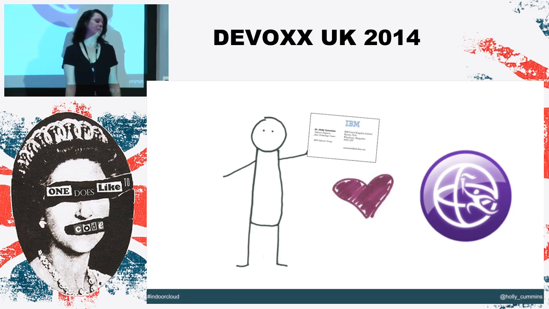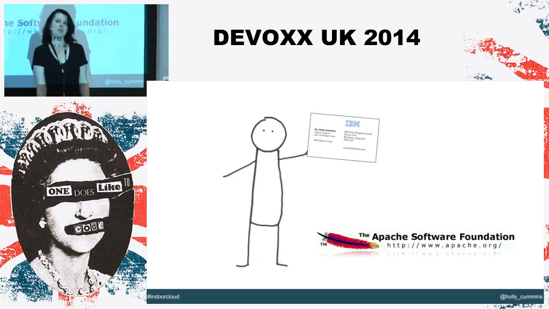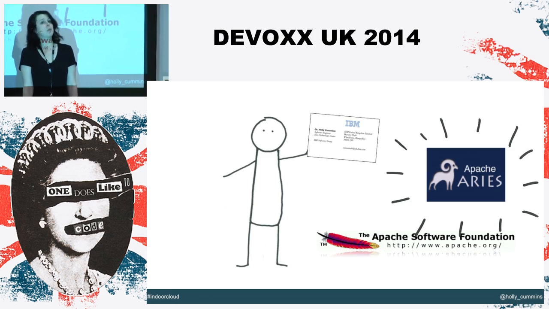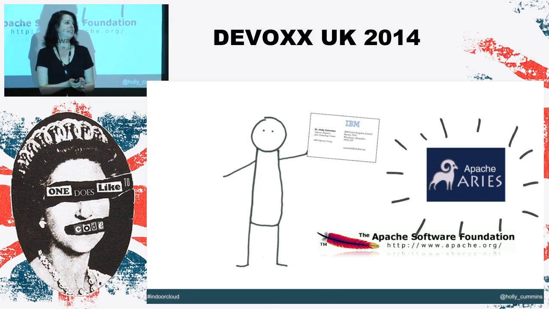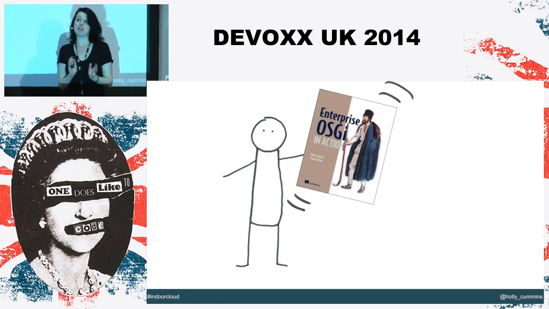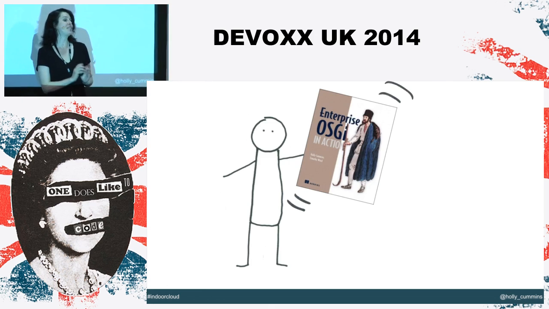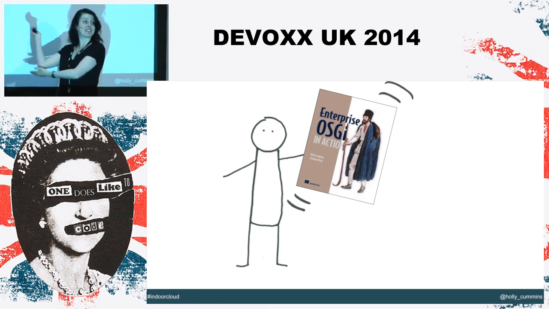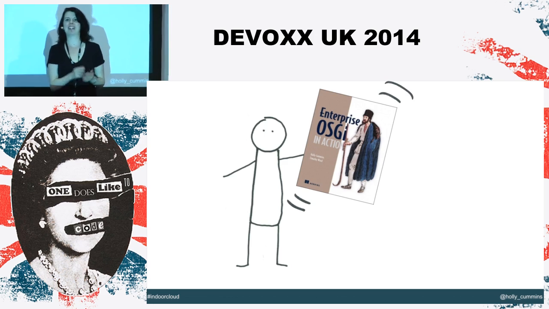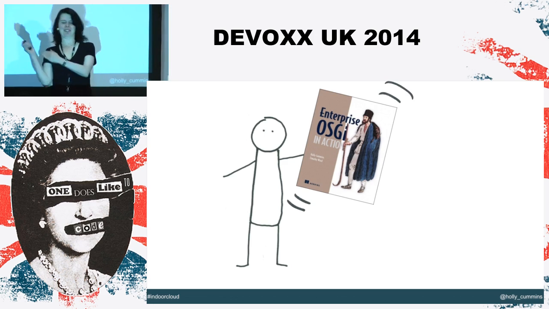I don't just do Liberty Profile, though. I'm also a committer for Apache, and in particular, I work on the Apache Aries project. And that's an enterprise OSGi implementation. Now, are any of you using OSGi? One hand. So I have written a book on enterprise OSGi. So should any of you wish to know more about enterprise OSGi, you can go buy the book. That's actually nothing to do with this talk at all, but I'm not tired of saying I've written a book, so it's on the slide.